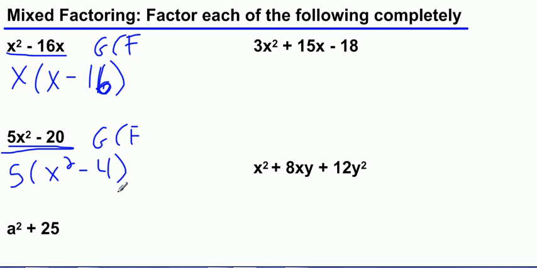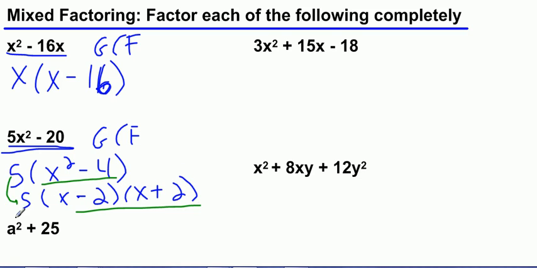And what we just learned from the previous example is that x squared minus 4 fits the difference of squares pattern. So the x squared minus 4 on its own can be broken down, but the 5 still comes down to get back to the original 5x squared minus 20.